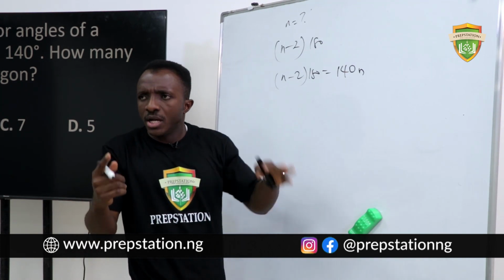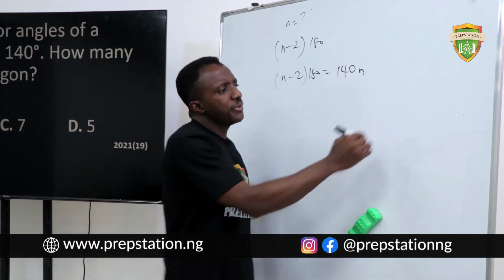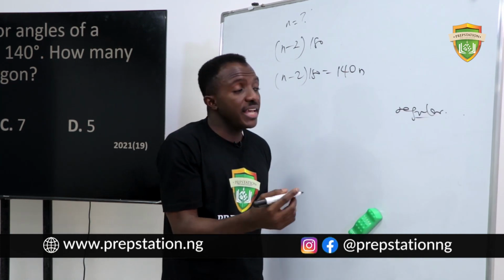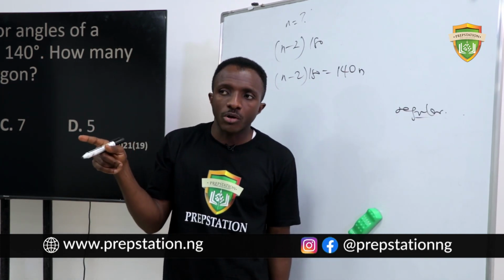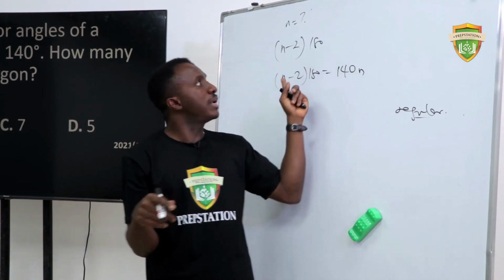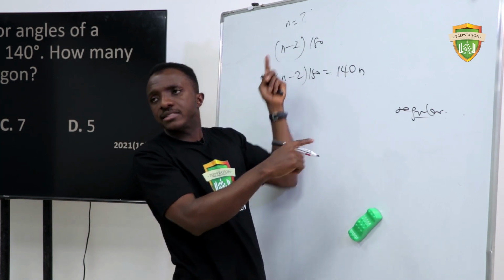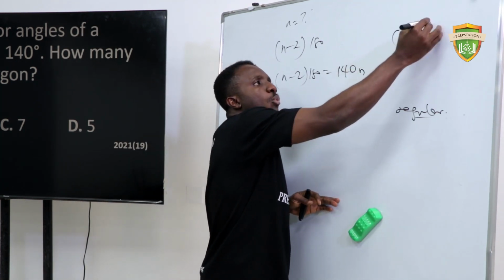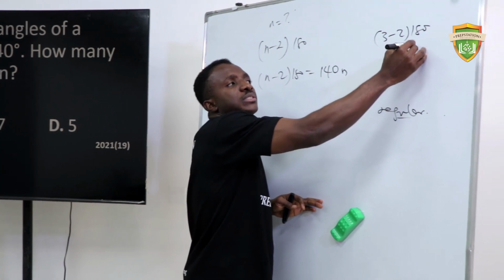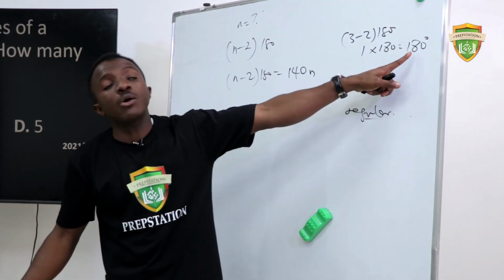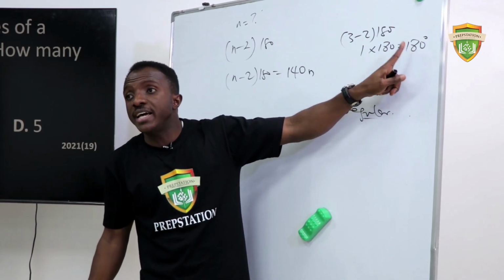Let me explain this. Let's talk about regular. There's nothing like a regular triangle, we say an equilateral triangle. But we can use that formula that I gave you to find the sum of angles in a triangle. The triangle has 3 sides. So we have 3 minus 2, times 180. 3 minus 2 is 1. 1 times 180 is 180 degrees. This tells you that the sum of angles in a triangle is 180 degrees.